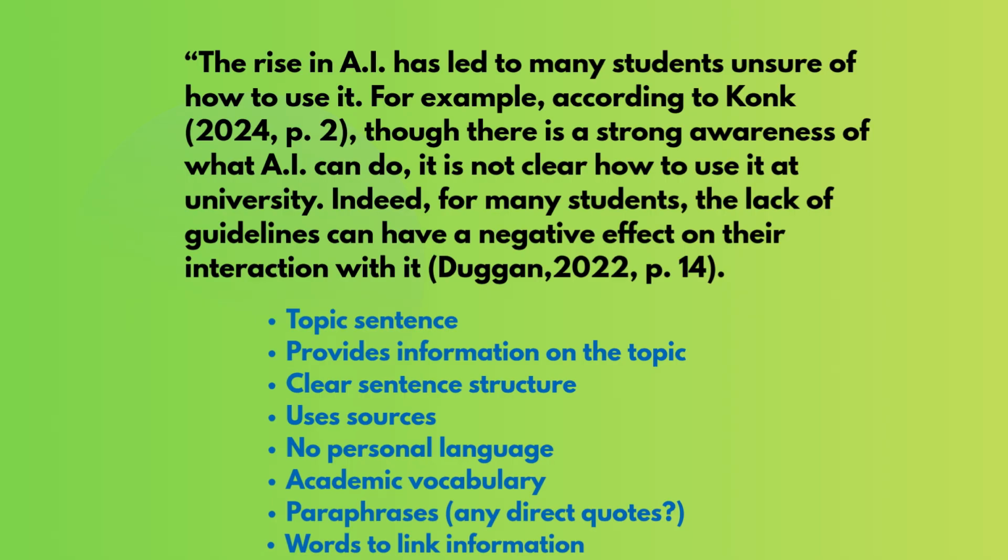We've got sources, personal language, any I's, you's, we's? No, good. Academic vocab, yeah, not lots, but strong awareness, interaction could be classed as academic, so tick. Paraphrasing, well, do we have any direct quotes? The answer there is no. We have no direct quotes. So what the writer has done, he or she has taken the ideas from Conk and rewritten them using their own language, keeping the same meaning. And the same with Duggan. So the person has taken Duggan's idea, changed the language, but kept the original meaning.